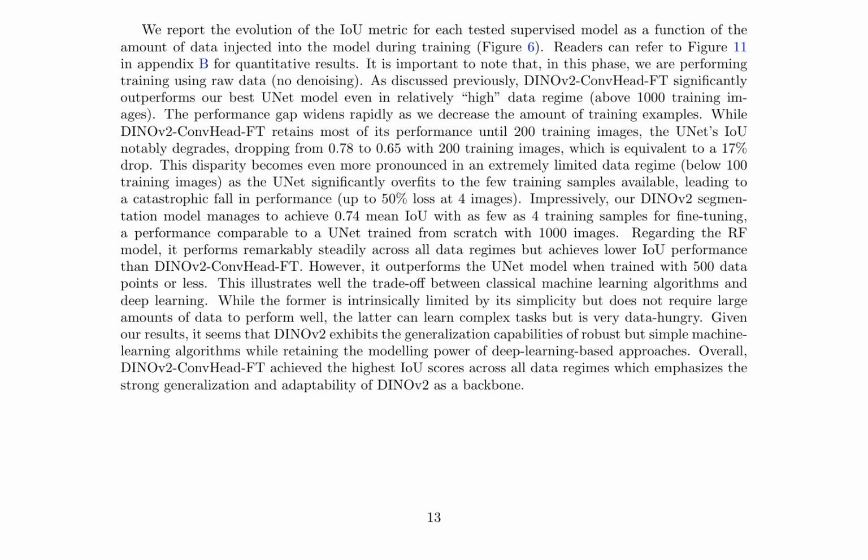Conversely, DINOv2 conv head FT demonstrates strong generalization capabilities, achieving a mean IOU of 0.74 with as few as 4 training samples for fine-tuning. The random forest model performs steadily across all data regimes, although it achieves lower IOU performance than DINOv2 conv head FT. However, it outperforms the UNet model when trained with 500 data points or less, highlighting the trade-off between classical machine learning algorithms and deep learning.